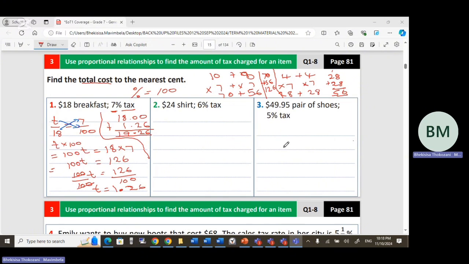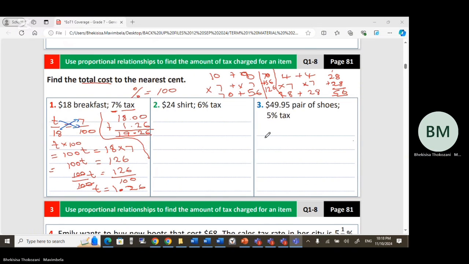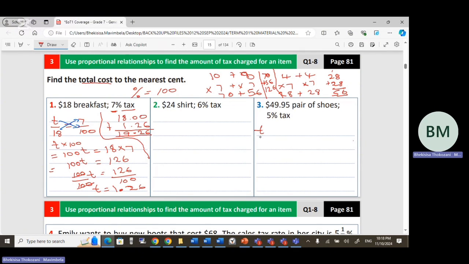All right, let's see. So here I'm doing this one here, number 3. I will need more space, guys. I will need more space for this question here. I don't have enough space here. So you'll start by saying T over. Now, when I'm doing this, notice I'm not worried about the decimals. I'm just writing the numbers, equal to 5 over 100.